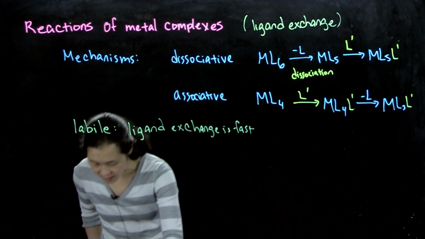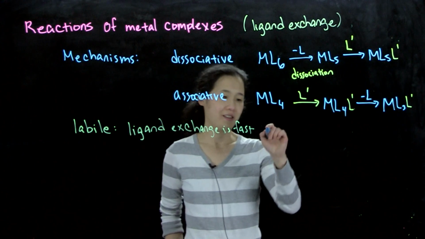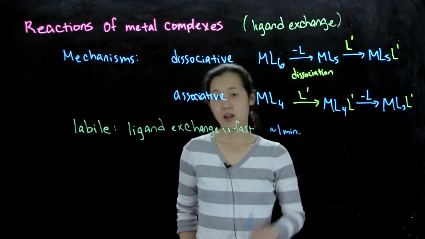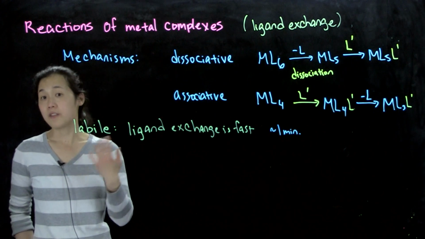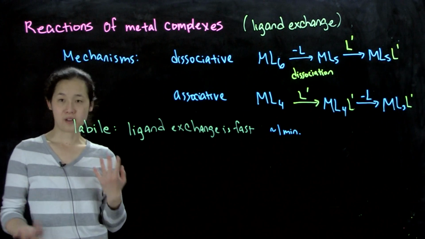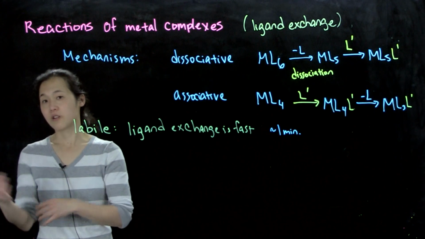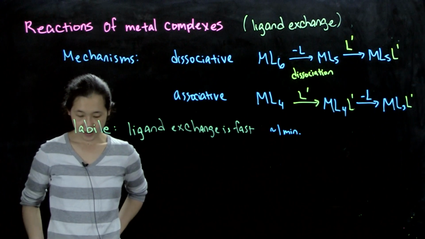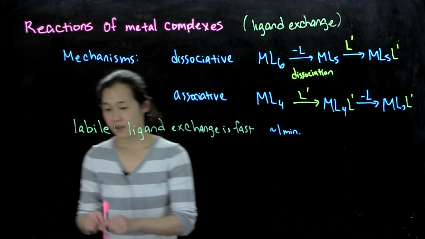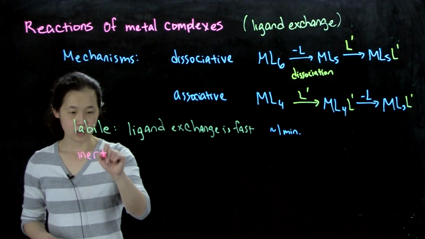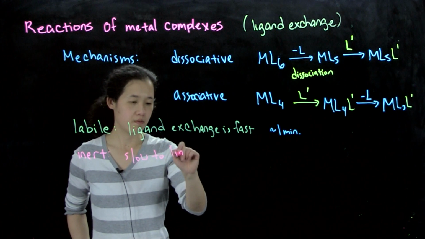There aren't any really hard and fast definitions. Sometimes people say maybe around a minute. In your body, for example, metals are often labile because you want things to come on and come off for your biological processes. And this is on fast timescales, right, on the order of seconds. And on the other hand, if ligand exchange is not fast, then it's called inert. Slow to ligand substitution.